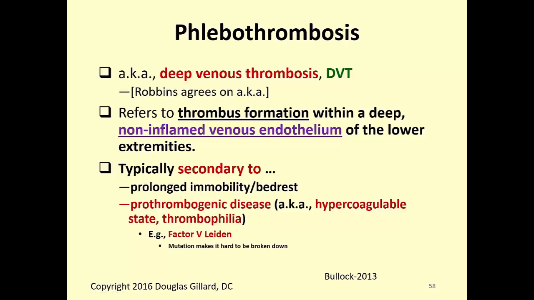Chances go up, especially if you have factor V Leiden, a prothrombogenic disease. There's that word again, prothrombogenic. That means you have a predisposition to clotting, aka a hypercoagulable state or thrombophilia. Factor V is a great example of that.